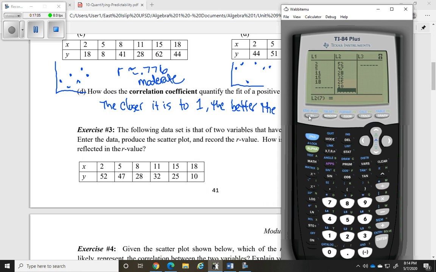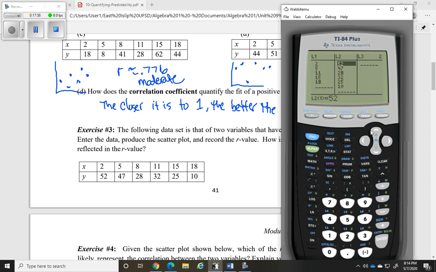And if we take a look at the scatter plot, oh, what did I do? Aha. So I'm glad I made an error.